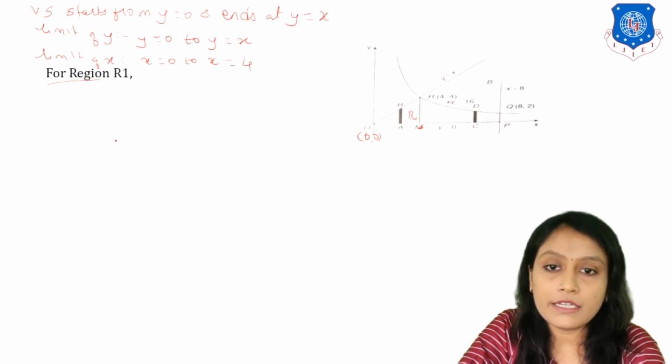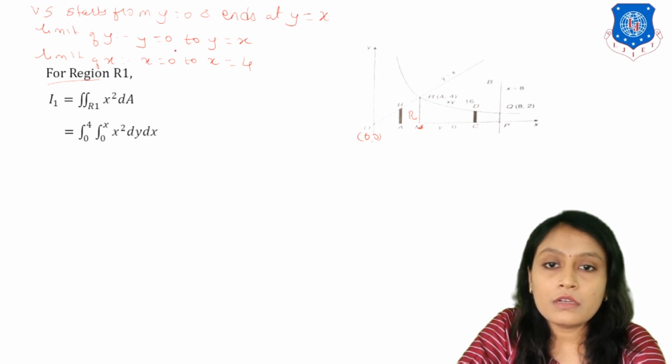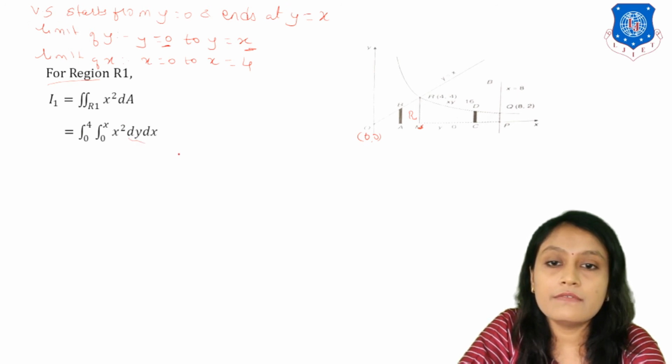Now we will write the integration. So first integration, so I1 is equal to double integration over a region R1 x square dA. So this is equal to, now whenever we have this variable, we will write it inside. So here we will write integration 0 to x and this integration 0 to 4 x square. Now we are taking vertical strips, so here we will write this dy dx.